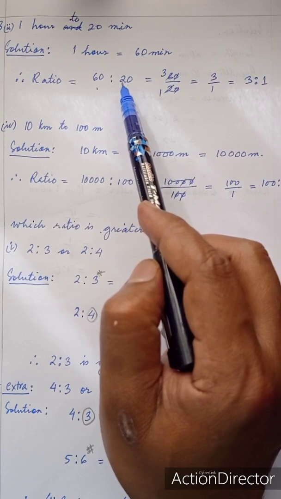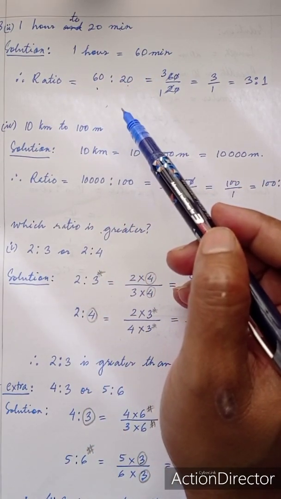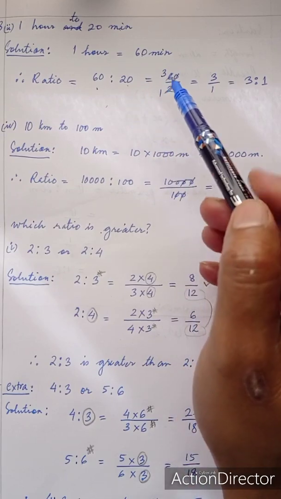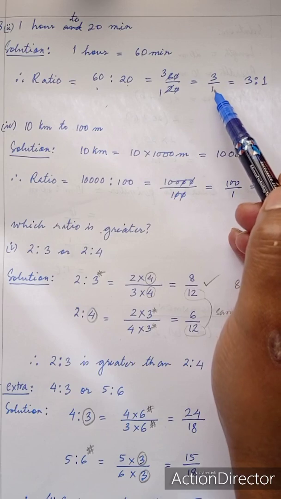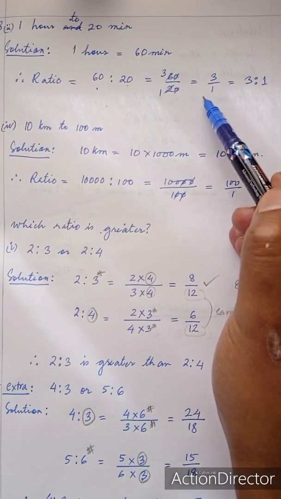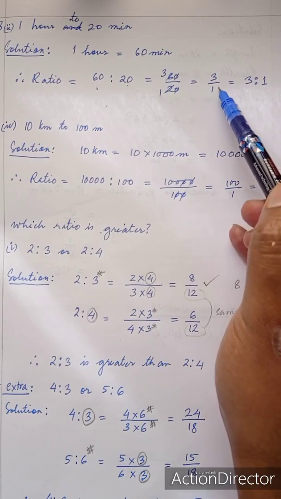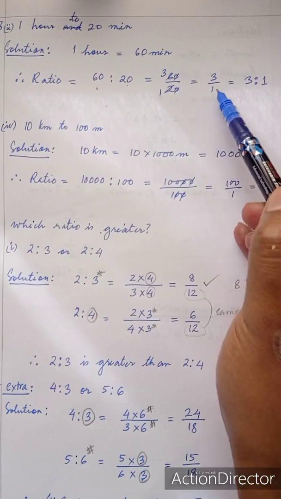I did not write the unit anymore, as I have already shown in the previous question that the unit will get cancelled. So you'll be left with 60 by 20. Just cancel them, you get 3 by 1. Now, unlike those normal fractions, where we used to just remove this 1, in ratios this is to be written till the end.